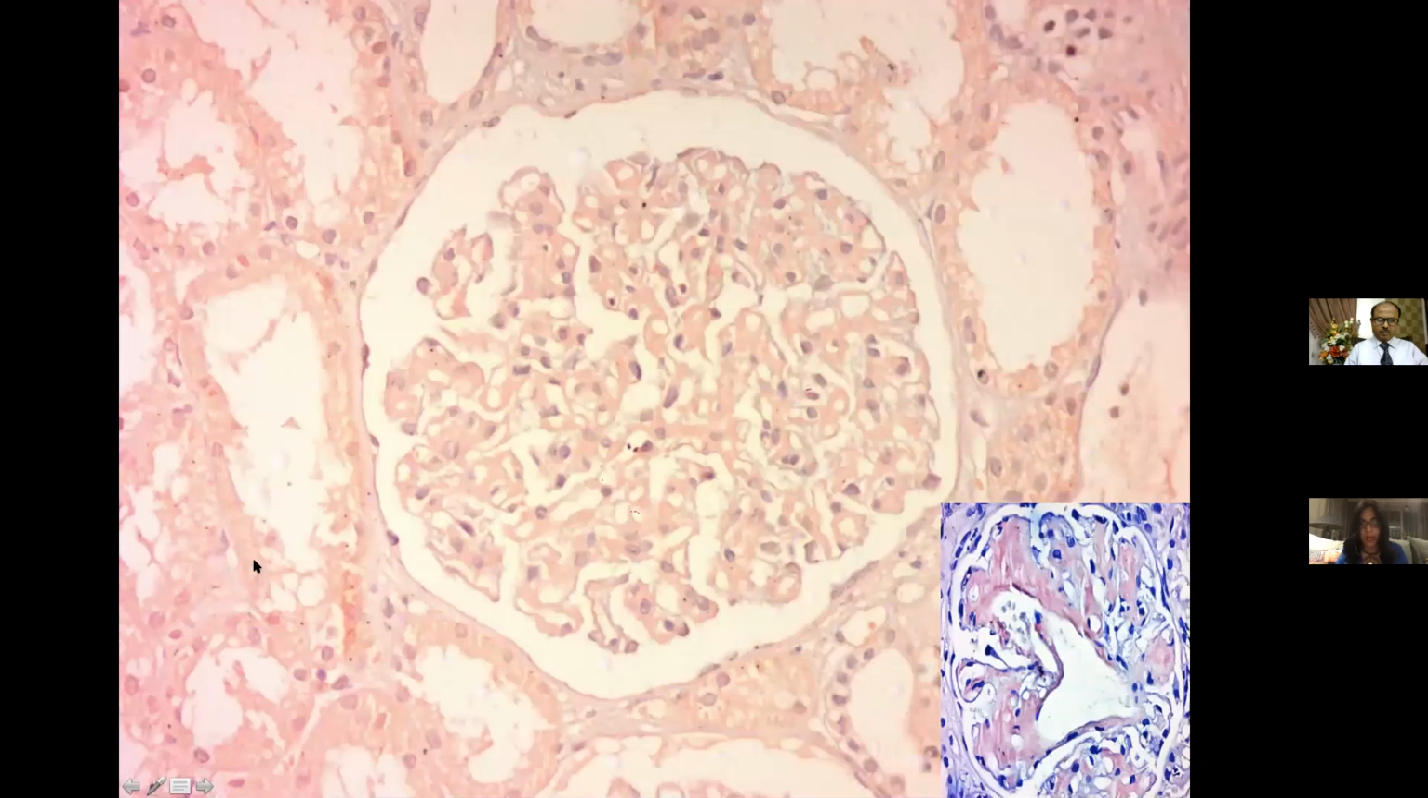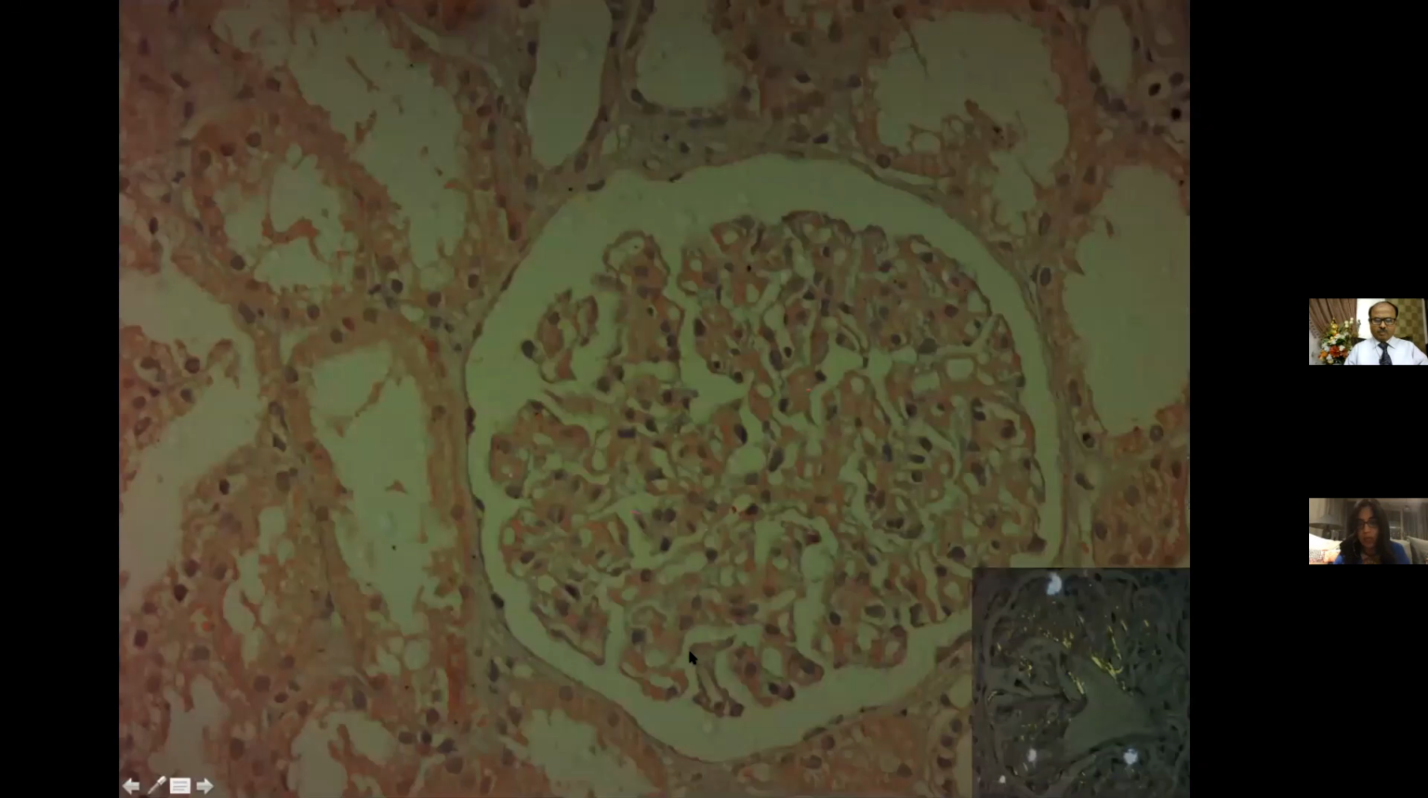This is her Congo red. This brings us to what we were saying last time, that an orange Congo red does not mean that you have amyloidosis. So this was her Congo red, and this was her Congo red under polarization. No amyloid. So this patient was not amyloidosis.